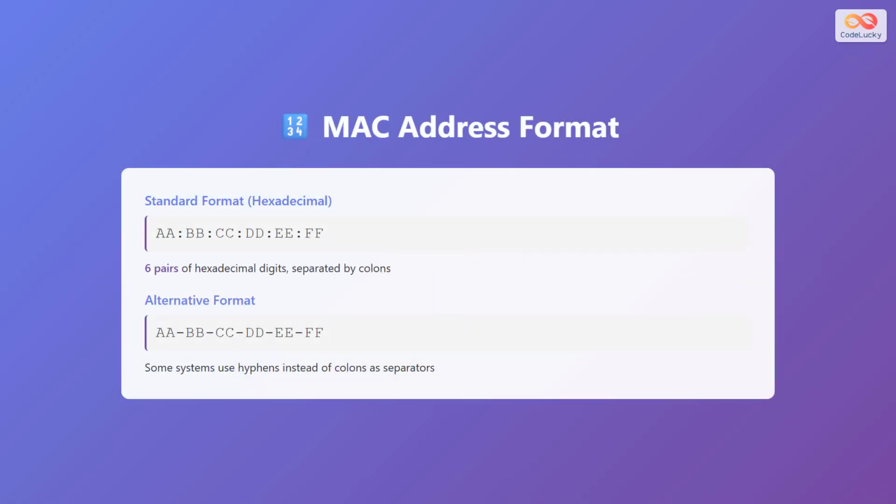A MAC address is written in hexadecimal format, which uses numbers 0 through 9 and letters A through F. The standard format consists of 6 pairs of hexadecimal digits, separated by colons. For example, AA:BB:CC:DD:EE:FF. Some systems use hyphens instead of colons as separators, like this: AA-BB-CC-DD-EE-FF. Both formats represent the same thing.